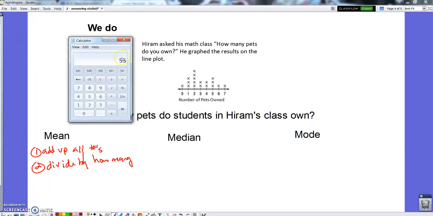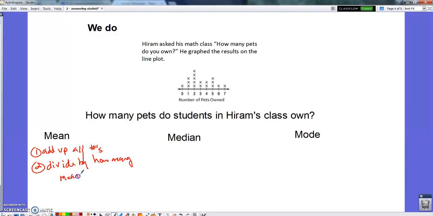So altogether, the class has 55 pets. And I'm going to divide by how many kids are in the class, which was 18 kids. So out of 18, there are 55 pets divided by 18 kids. And so the average kid has about 3 pets. The mean was 3, and I'm going to round it to 3.05. So we would kind of say, on average, 3 pets. A little more than 3 pets, actually. All right?